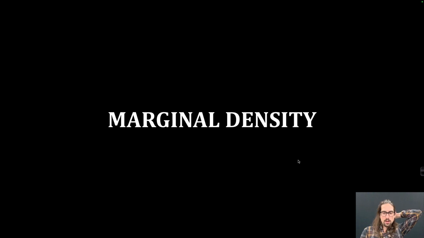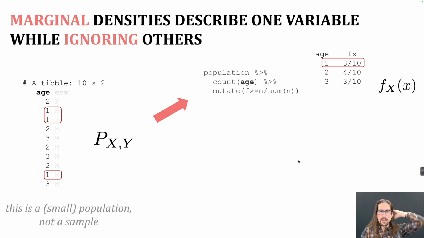So now let's talk about marginal densities. We actually already talked about marginal densities because that's kind of the univariate case. It's what you call something a marginal density when you have a distribution over multiple random variables. So in this example, age and sex, but then you only calculate the density for one of them.